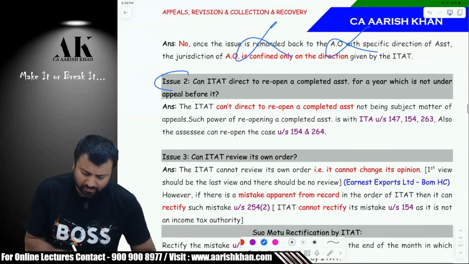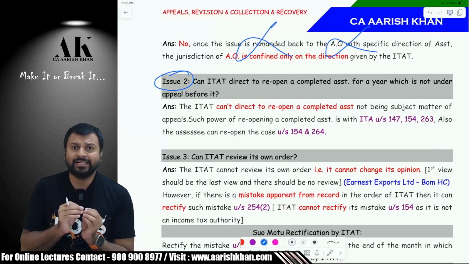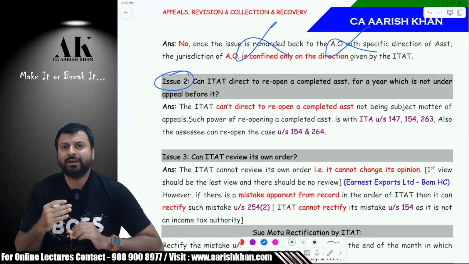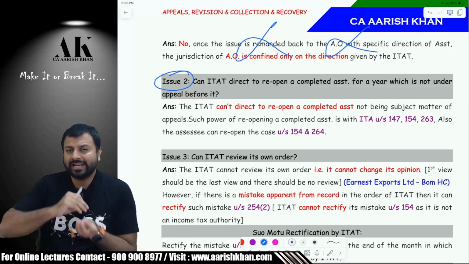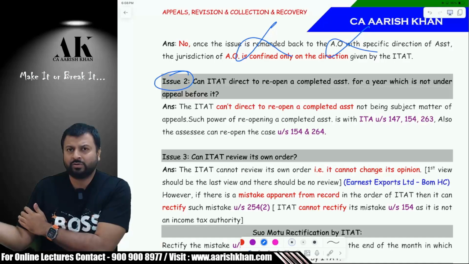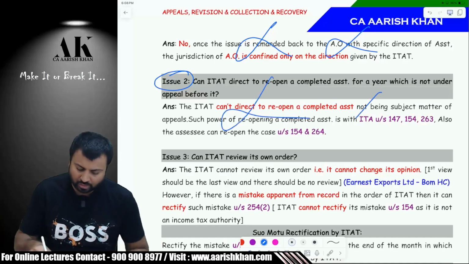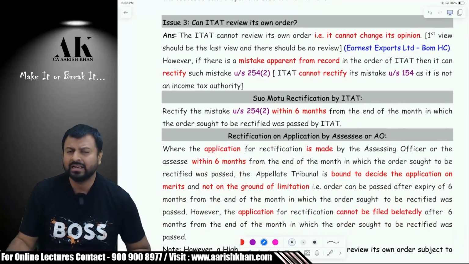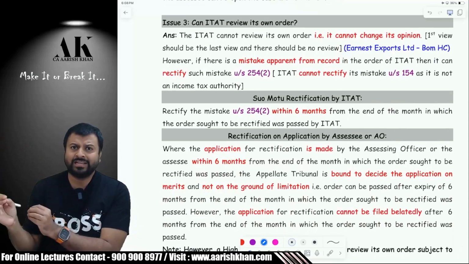Okay. Second issue. Can ITAT remand back the case for other years which are not under appeal? You have appealed for the previous year 23-24. Can ITAT remand back the case for 21-22, 20-21, 19-20? The answer is no. The ITAT cannot do that. ITAT does not have the power to reopen the case of earlier years. ITAT will only remand back the case for that year for which you have appealed.